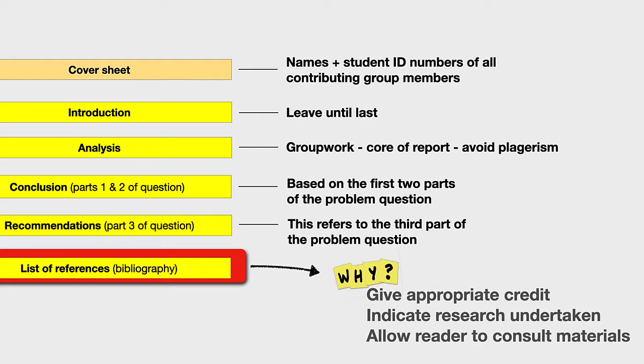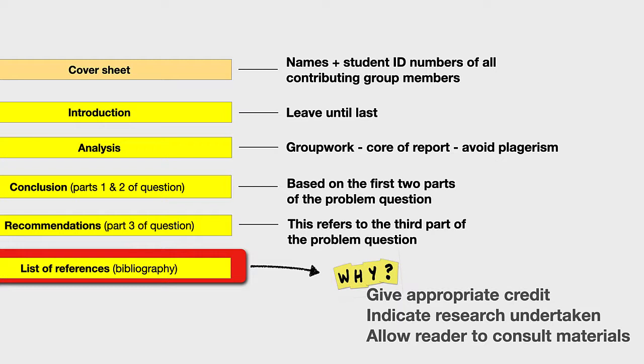is, or this book, and we've used things from this book to indicate the research undertaken. I mean, that's useful because it indicates that the group has looked up this long list of things and has considered the arguments and so on. You don't necessarily have to agree with everything that you read when you're doing research. And lastly, it allows the reader to consult materials.